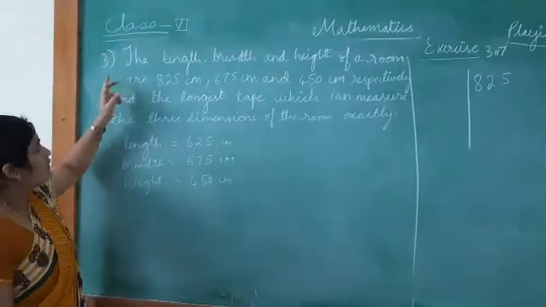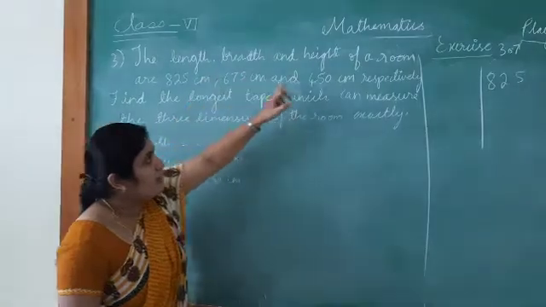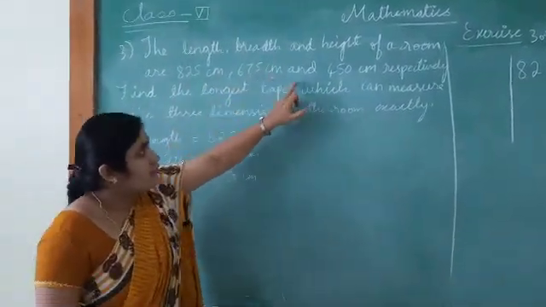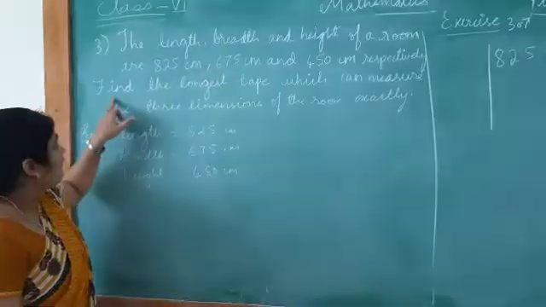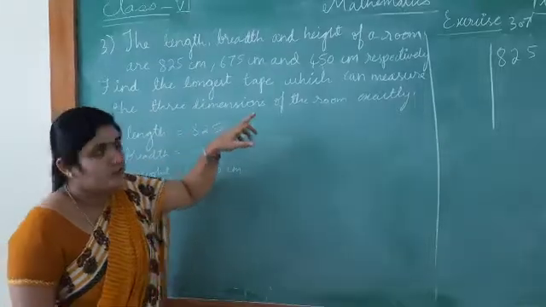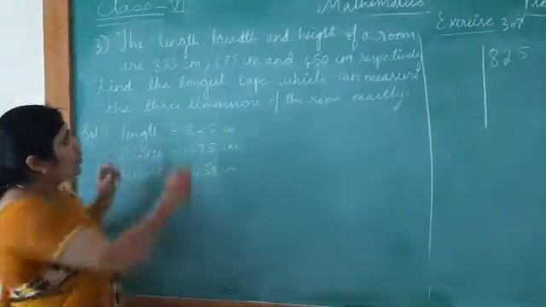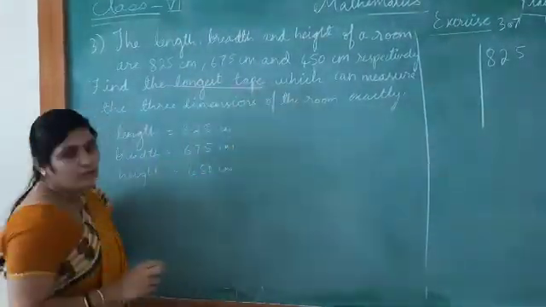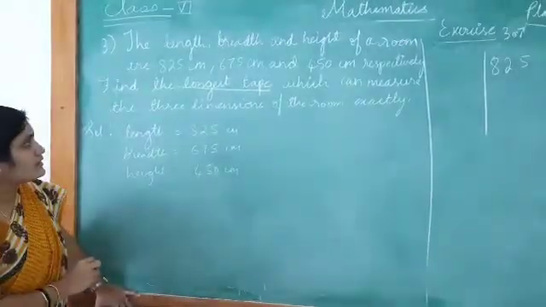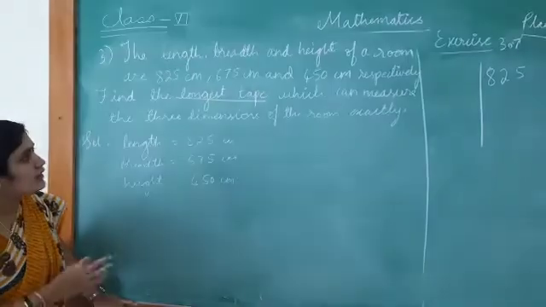Now let me move on to the third problem. The length, breadth and height of a room are 825 centimeter, 675 centimeter and 450 centimeter respectively. Find the longest tape which can measure the 3 dimensions of the room exactly. That means the longest tape is given here. We should consider the tape as the measurement, and the longest is nothing but the HCF of the given numbers.